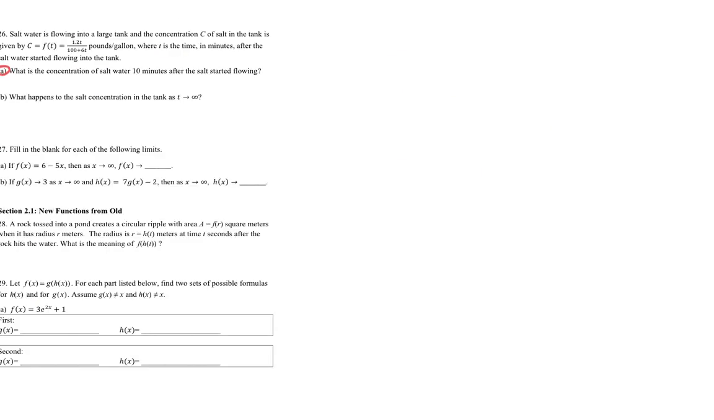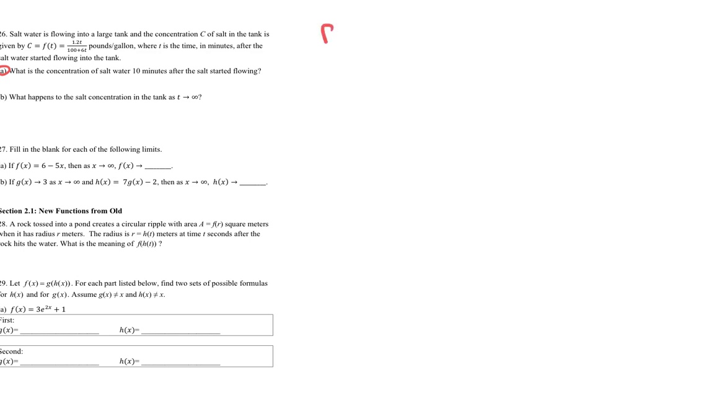Okay, so starting with 26a, salt water is flowing into a large tank, and the concentration C of salt is given by this function in pounds per gallon, where T is time in minutes after salt water started flowing into the tank. What is the concentration of salt water 10 minutes after the salt started flowing?